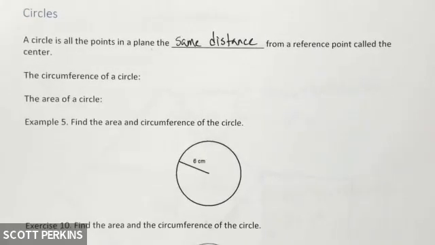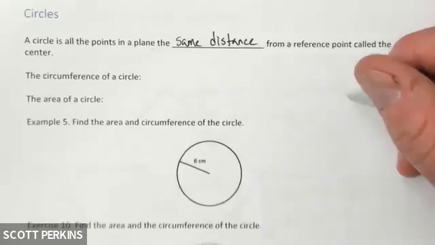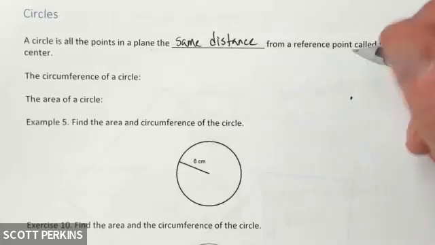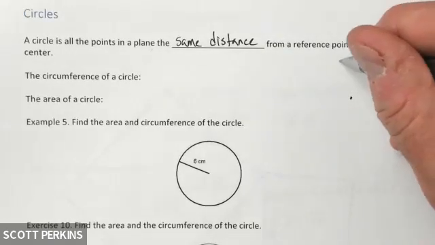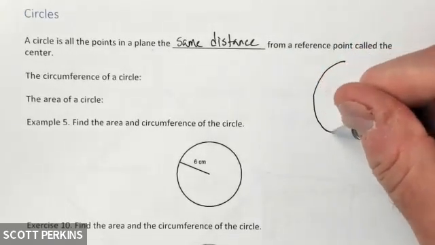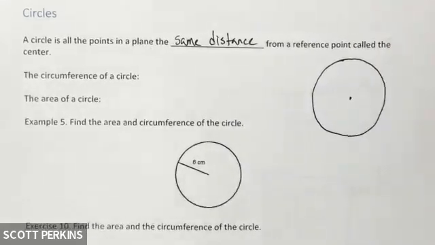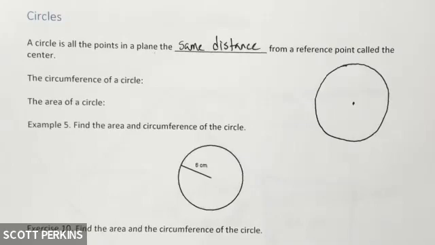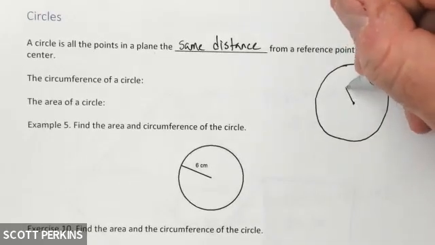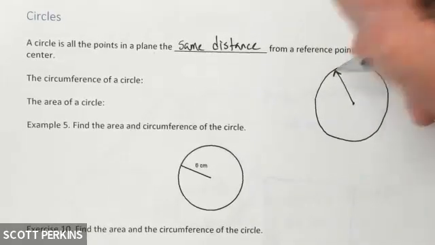So a circle is all the points in the plane that are the same distance from a reference point. So here's my reference point. I'm just going to draw a little circle. Here's my reference point. And now, if I can... Oh, that's not too bad. That almost looks like a circle. Great. So there's my circle with my center. So it's all the points that are the same distance from that central point.